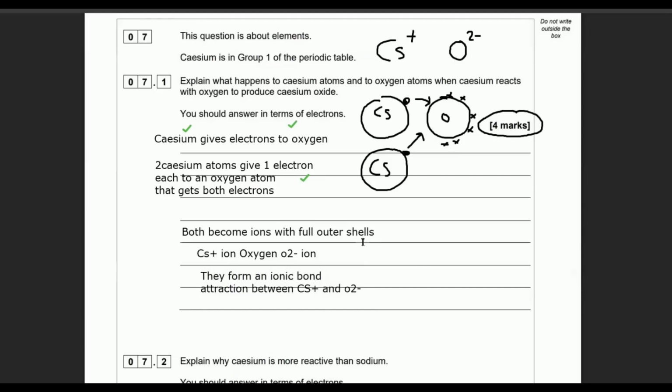Okay, I said they've got full outer shells. I said they're ions. I said they're attracted to each other because one's positive, one's negative. Bish, bash, bosh. That's definitely going to get you the other marks. Okay, let's move on.